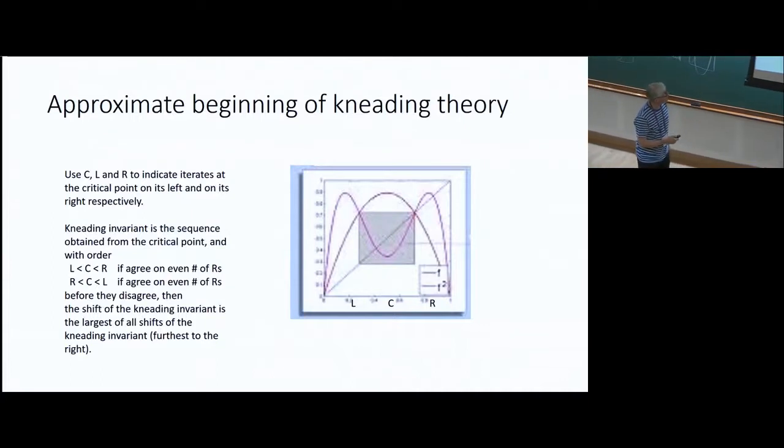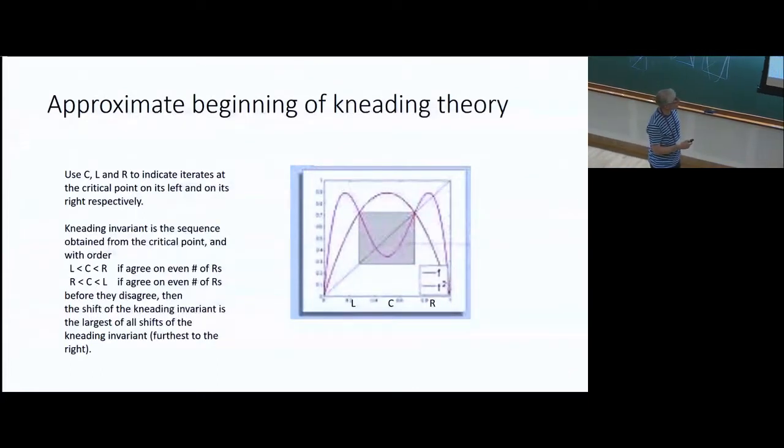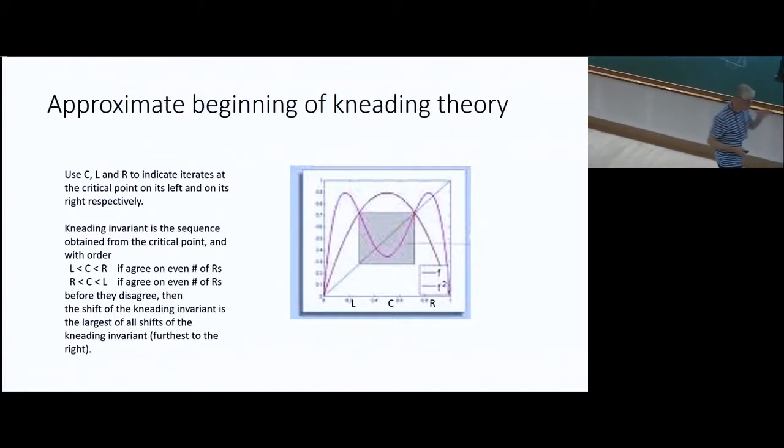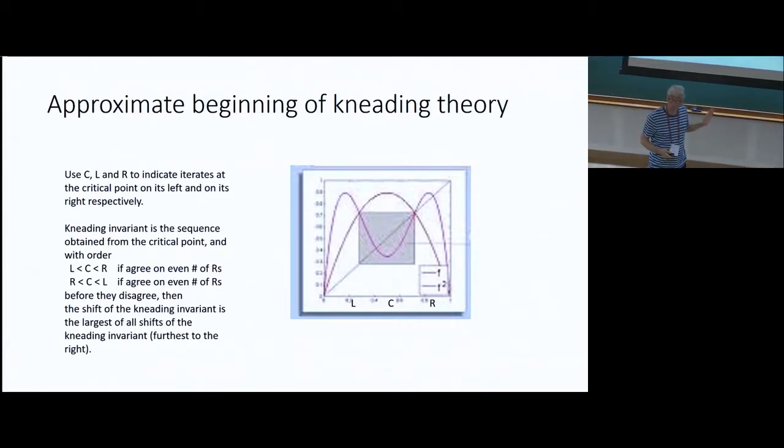But if there was an odd number, oh dear, that should be odd, then you've reversed the order. So the smaller one is now higher. So what we say is R is less than C is less than L when we look at that last one, the one that they differ on, because you've reversed the order. So this gives you an order on the sequences that reflects the order of the points on the line.